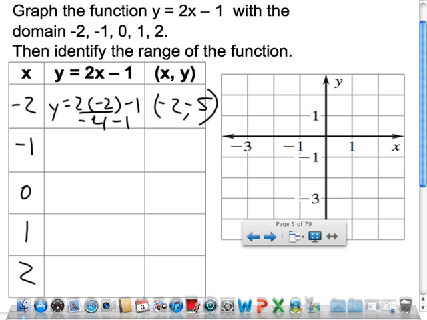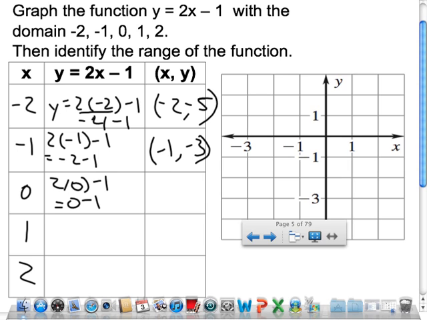When you plug in negative 1 for x, you get 2 times negative 1 minus 1. That's negative 2 minus 1, which is negative 3. So negative 1, negative 3. Plug in 0 for x, you get 2 times 0 minus 1. That's 0 minus 1, which is negative 1. So 0, negative 1.